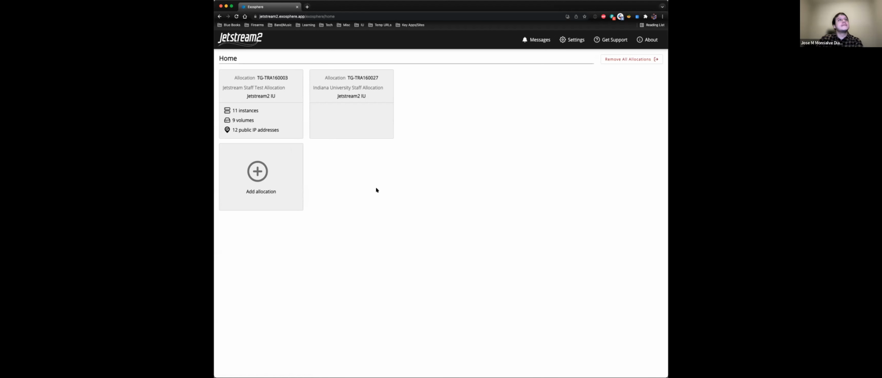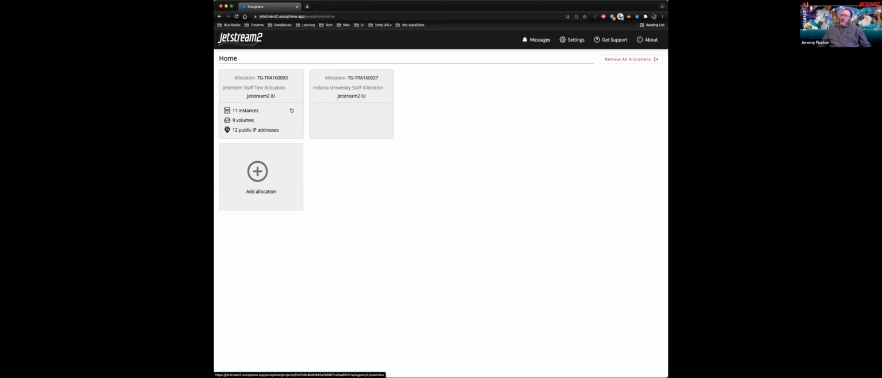Yes. Excellent. So when you land on Exosphere the first time you come in, it'll ask you to authenticate. Obviously, I've already done that. It's authenticating through Globus, through XSEDE. So it's using XSEDE credentials. So that's one less password you have to remember, which is good. But you will see when you get to the home screen, you see your allocations.